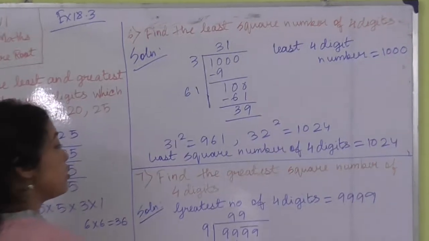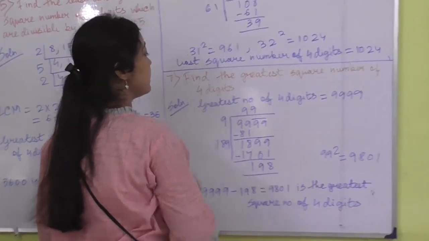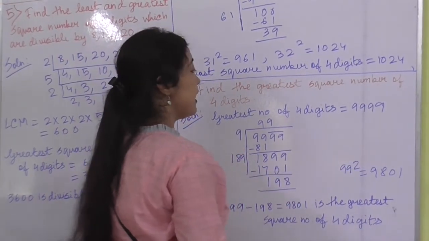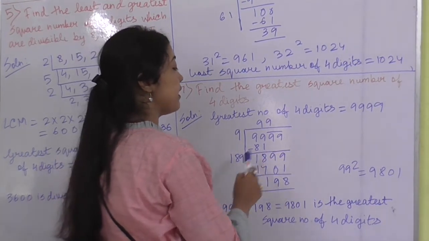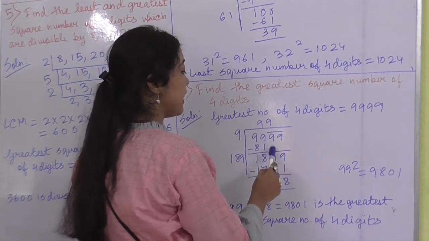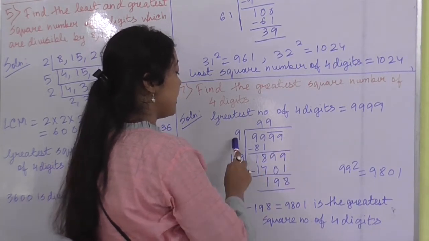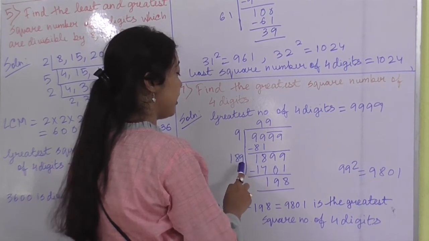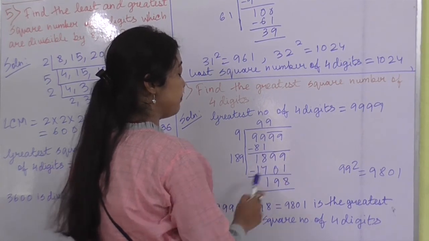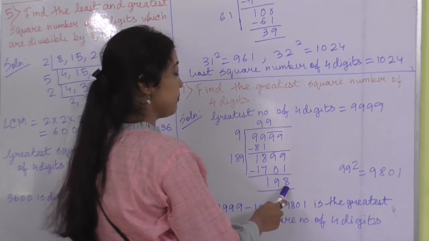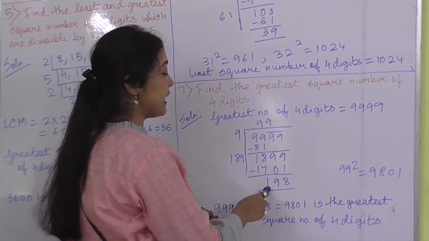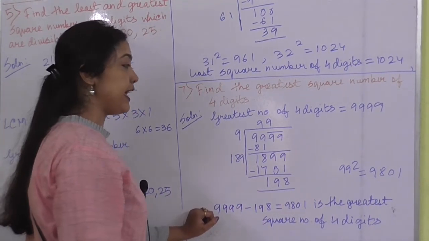Next problem, it has been told to find the greatest square number of 4 digits. Now the greatest number of 4 digits is 9999. Now we have to find out the square root of 9999. Now 9 9s is 81 and we are getting 18, and this 99 we are writing over here. Now 9 plus 9 is 18 and we are taking 9, that is 189 into 9 we are getting 1701, and the remainder we are getting is 198. Since 9999 is not a perfect square number, that is why we are getting the remainder as 198.